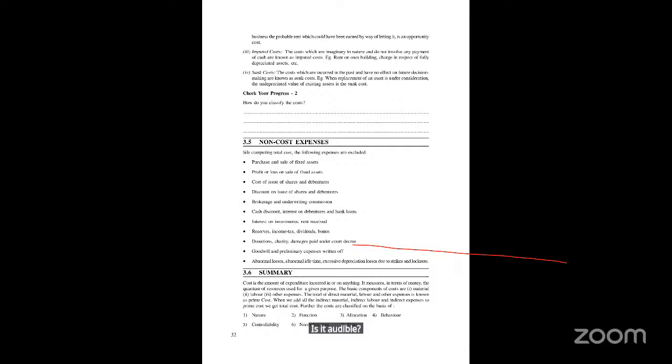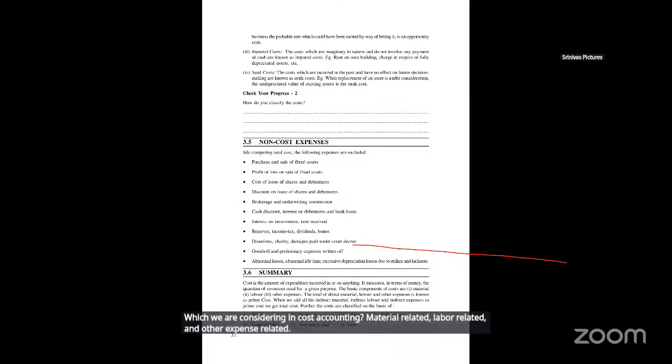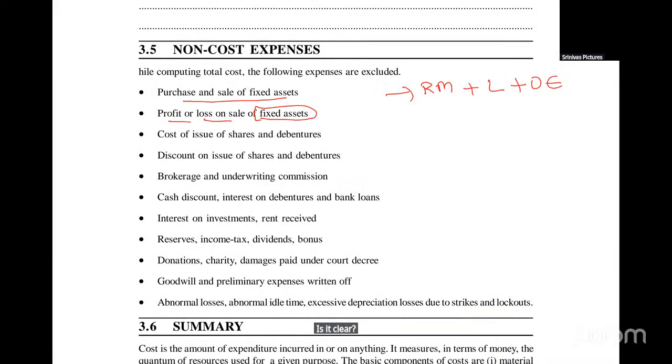Issue of shares and debentures. See, these are finance activities not covered under costing. Discount on issue of shares, underwriter brokerage coming. Any finance-related cost, we are not going to consider. Only what we consider in cost accounting is material-related, labour-related, and other expense-related. Is it clear? Yes, sir.